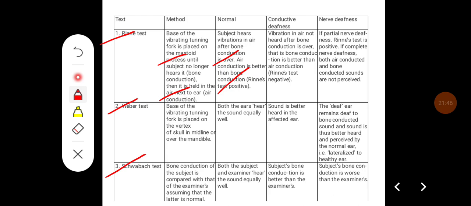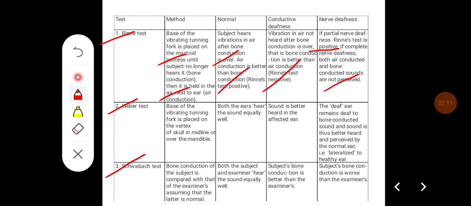In conductive deafness, vibration in air is not heard after bone conduction is over. That is, bone conduction is better than air conduction, where Rinne's test becomes negative. In nerve deafness, if partial nerve deafness, Rinne's test is positive. If complete nerve deafness, both air conducted and bone conducted sounds are not perceived.